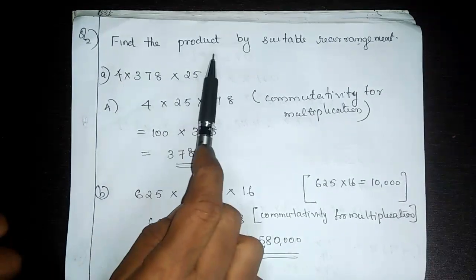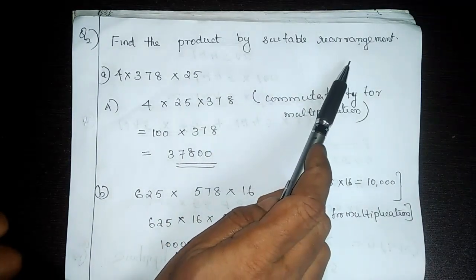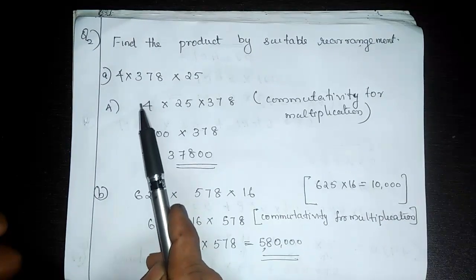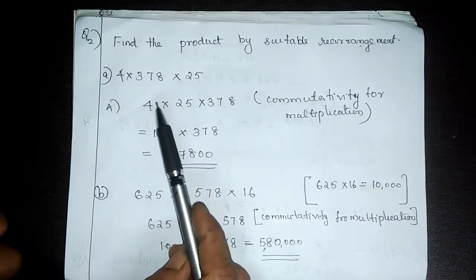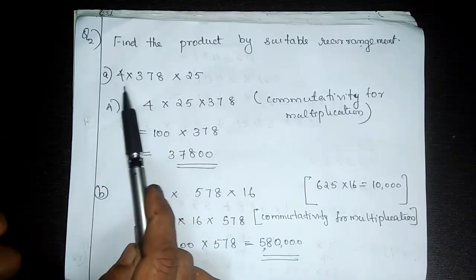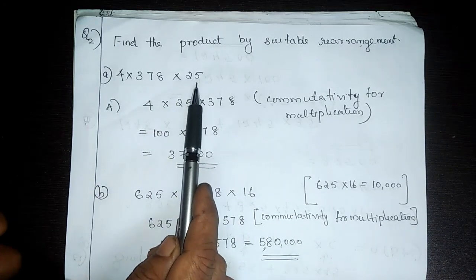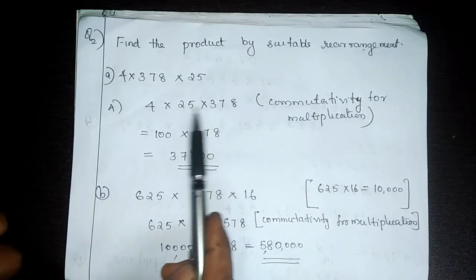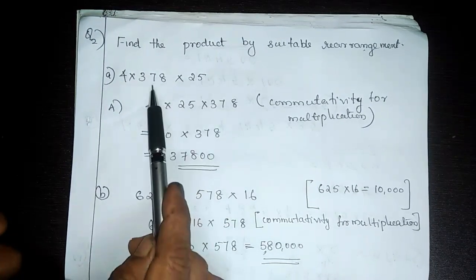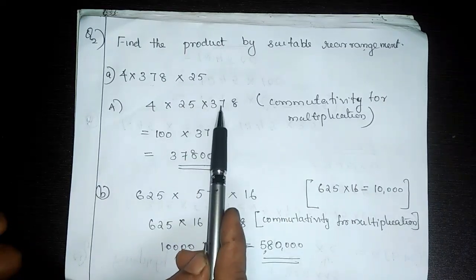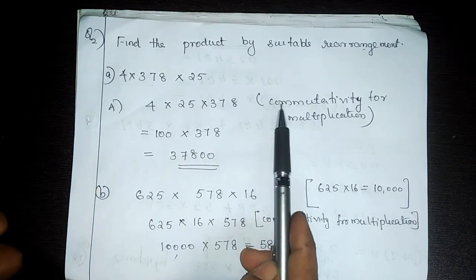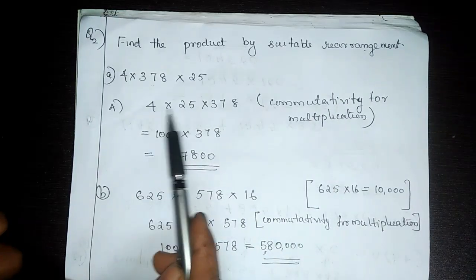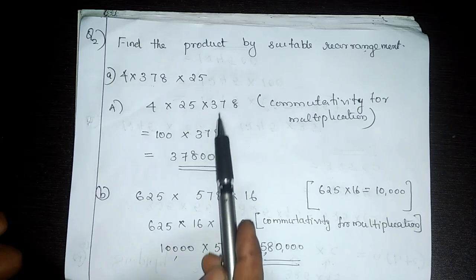Next, find the product by suitable rearrangement. Rearrangement means from the given question, we should arrange the numbers for our convenience. So here 4 into 378 into 25. These two numbers we are rearranging. Here 25 into 378: A into B we wrote as B into A. So we applied the property commutativity for multiplication. Then very easy, 4 into 25 is 100, into 378.